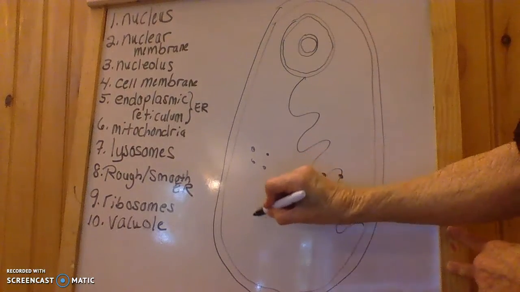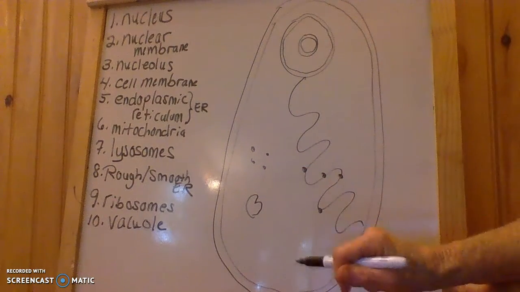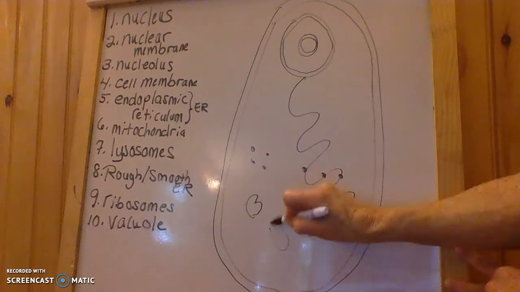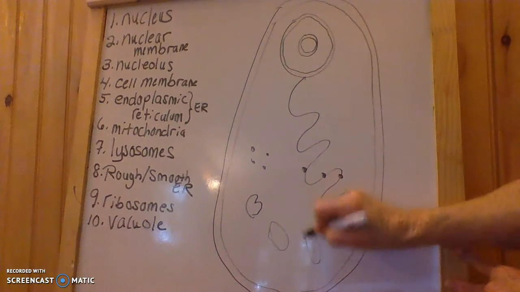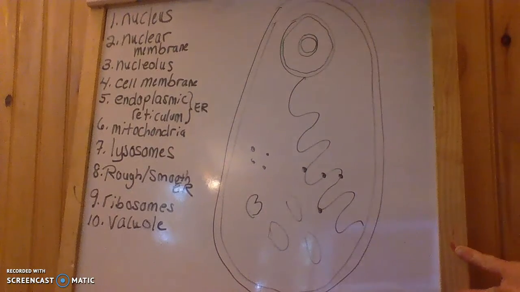We have lysosomes, and although I draw them as Pac-Man, remember that they do not look like that. And then vacuoles. And the animal cell has quite a few vacuoles. So let's go over the functions.